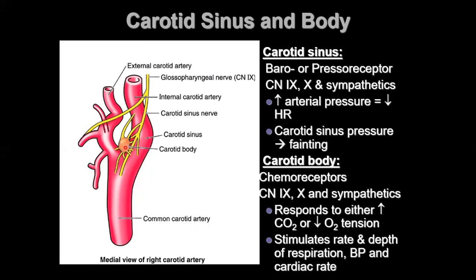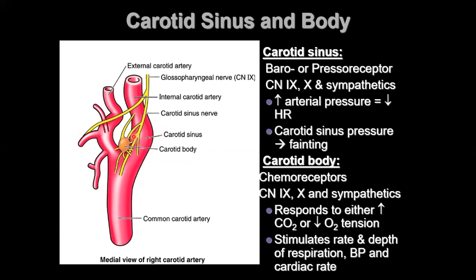So the carotid body is like this group of nerves here, and they're chemoreceptors. Specifically, they respond to changes in CO2 or O2 in your blood. Depending on the levels of those, it's going to stimulate changes to the rate and depth of your respiration, i.e. it could possibly make you hyperventilate. If you have too much CO2, you end up hyperventilating because that's a way for you to breathe off the CO2. It can change your blood pressure and it can change your cardiac rate. So that's the carotid body.